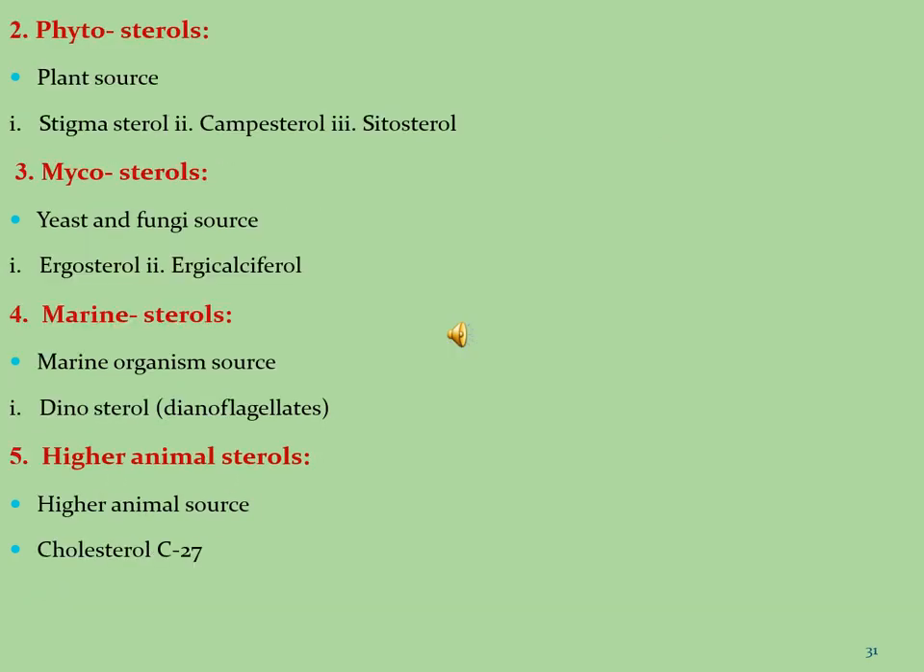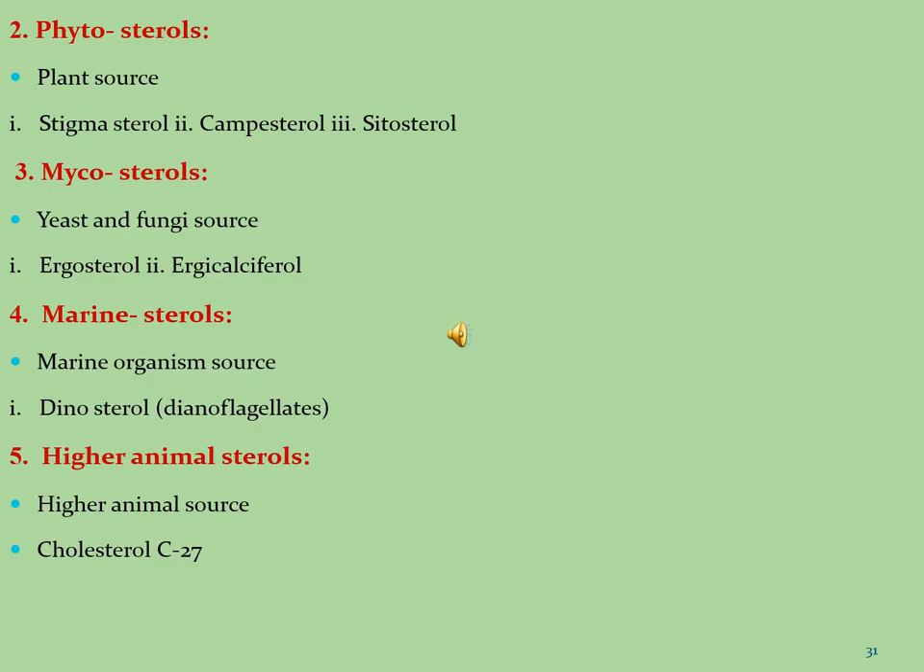Number 2, phytosterols. Phytosterols are isolated and extracted from the plant sources, and the common examples of phytosterols are stigmasterol, camptosterol, and cetosterol. Number 3, mycosterols. Mycosterols are extracted and isolated from the yeast and fungi sources, and the common examples of these sterols are ergosterol and ergocalciferols.